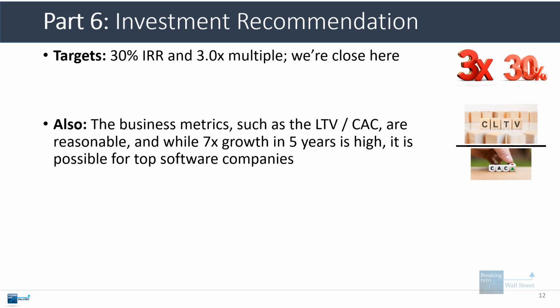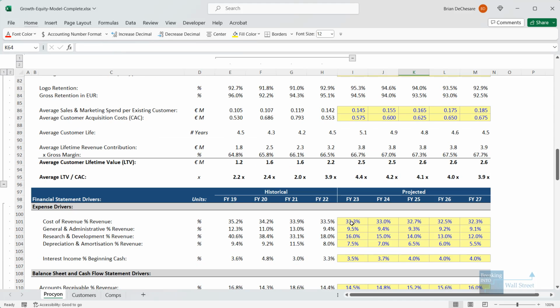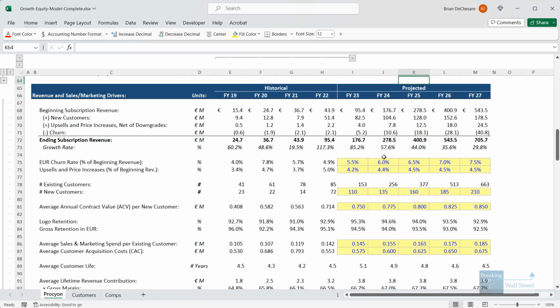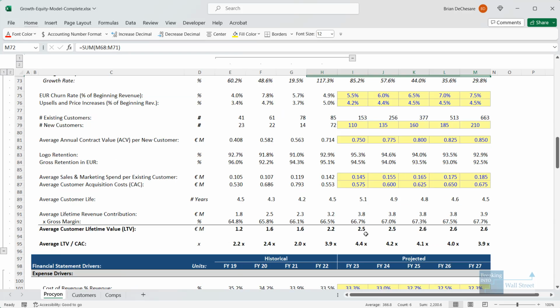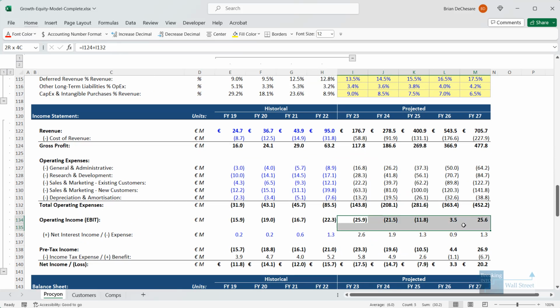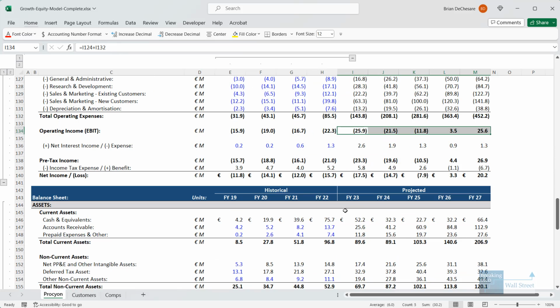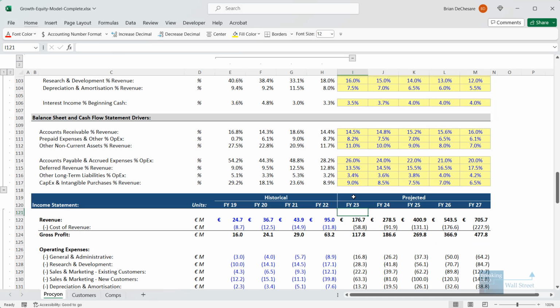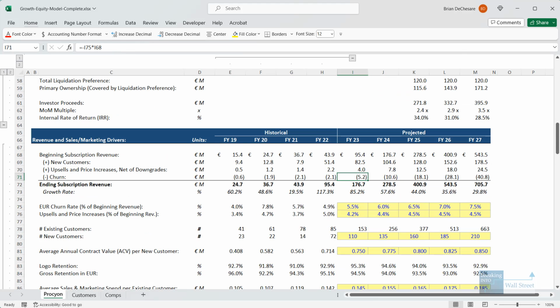The business metrics, such as the LTV to CAC, are in a reasonable range. They're around 3 to 4x here overall. So they're not unrealistically high, like 10x, but they're also not super low, like 1 or 2x only. 7-fold growth in about 5 years is very high, but it's not unreasonable for a software company that is performing well. Also, the fact that they are indeed losing money here: the cash balance stays negative only because of the 60 million investment that we make in the company. This is aggressive, but we don't think it is unrealistically high.